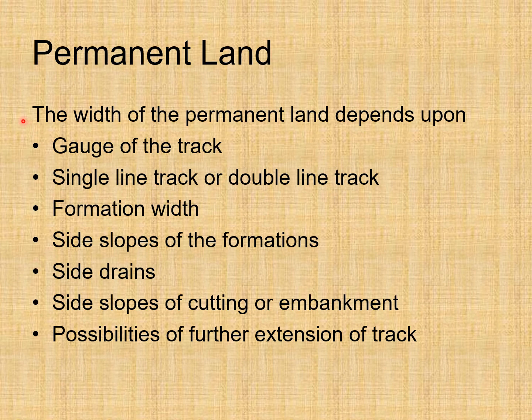The width of the permanent land depends upon a number of things: gauge of the track, single line track or double line track, formation width, side slopes of the formation, side drains, side slopes of cutting or embankment, and possibilities of further extension of track.